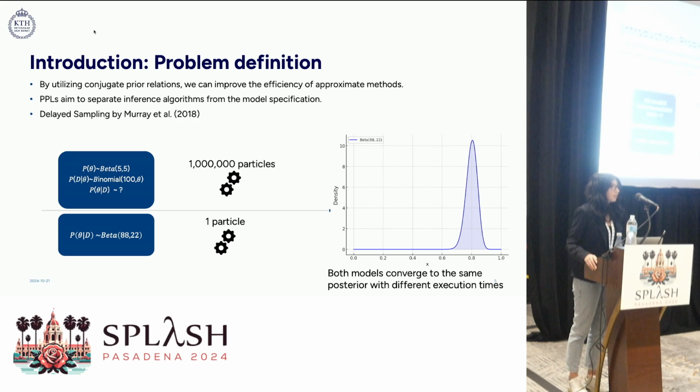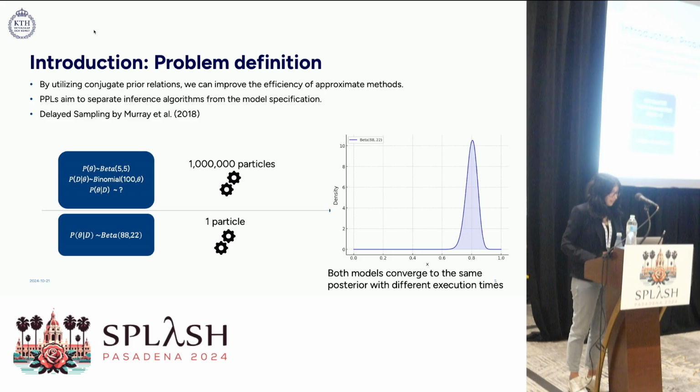One way of doing this is delayed sampling. It's a runtime approach to utilize the conjugate prior relations. But one problem with a runtime approach is, of course, that it adds runtime overhead. And our question is, can we solve this? Can we make it more efficient?